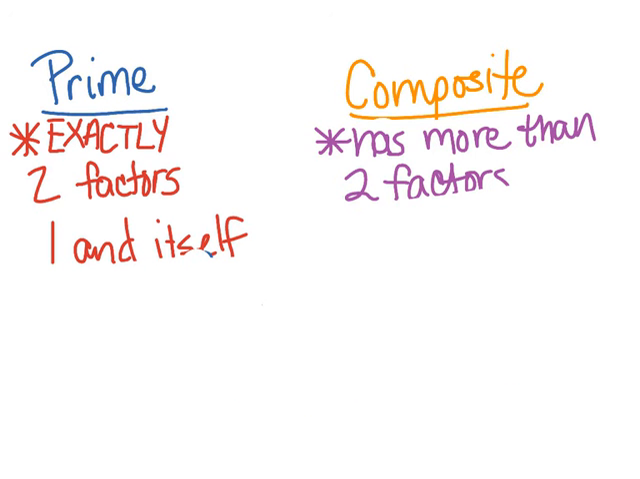Okay, let's talk about some special cases. Let's think about the number 1. What are the factors of 1? We have 1 times 1. That's the only way to get to 1. So the factors of 1, we just have 1. So how many factors does it have? Just 1. So does that fit the definition of prime?